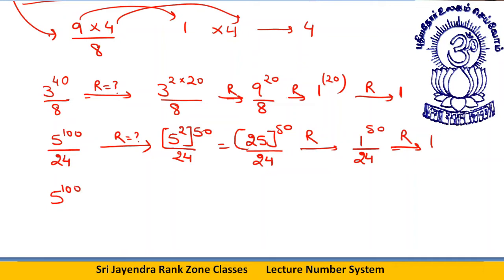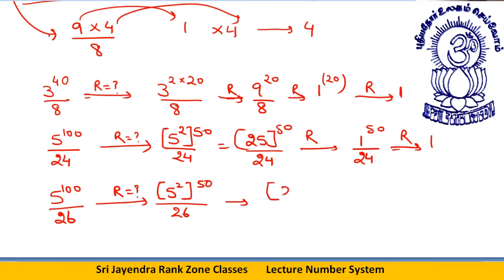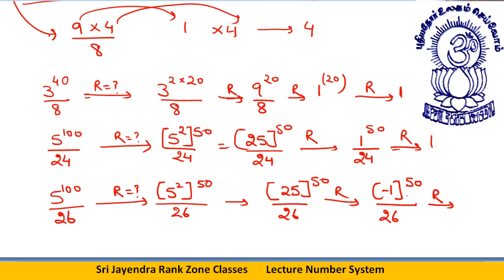Suppose I say 5 raised to the power 100 divided by 26. Now what will I do? What is the remainder? This is being asked. I will again write 5 raised to the power 2, raised to the power 50, divided by 26. This becomes 25 raised to the power 50 divided by 26. 25 when divided by 26 will give me a remainder of minus 1. Minus 1 raised to the power 50 will give me a remainder of positive 1, because minus 1 raised to an even power gives 1.